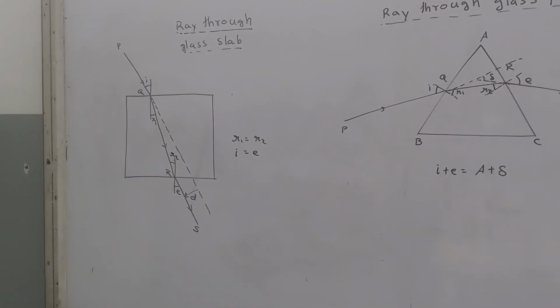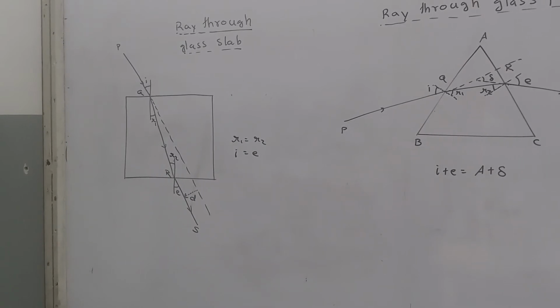So what is something special that is happening in this? See, if the glass slab is not there, the ray will go straight, but if the glass slab is there, the ray will bend two times, and finally after emerging from the glass slab, the ray will shift parallel to itself. This phenomenon is known as lateral shift, because the ray has shifted parallel to itself.